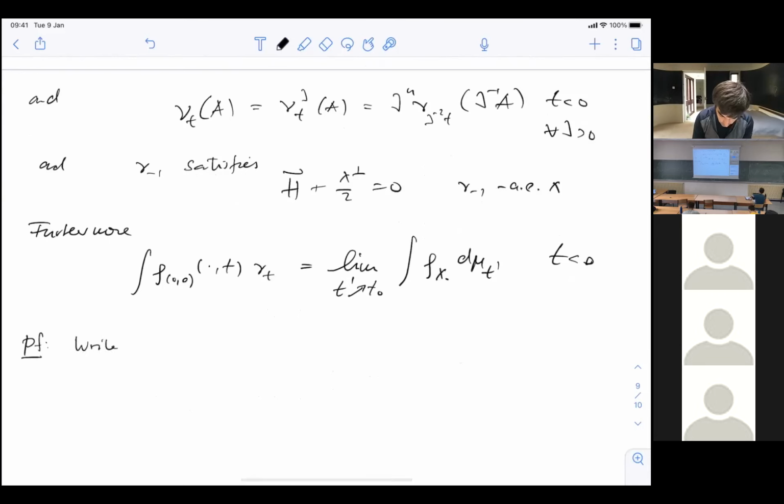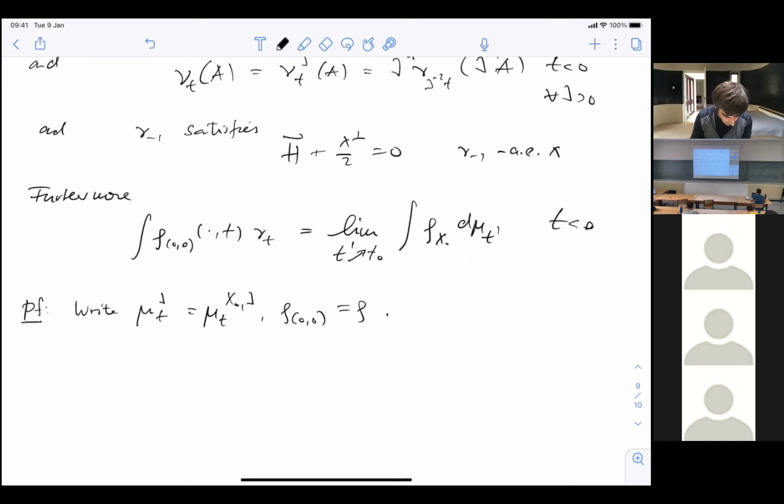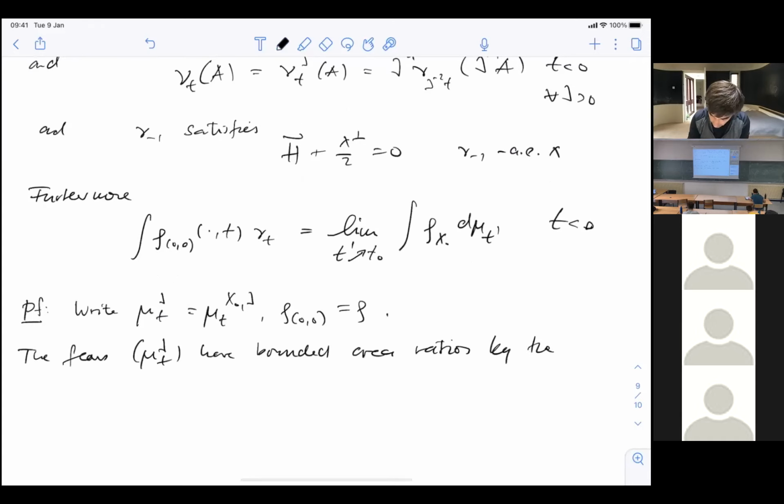Okay, let's prove this. To make things a bit easier to write, we write mu lambda t for mu t x0 lambda, and rho of 0, 0 we write as rho. So we shift x0 to 0. Again, the flows mu lambda t have bounded area ratios. That's what I was stressing before, since this is the natural assumption by the previous discussion. So we can apply the compactness theorem.